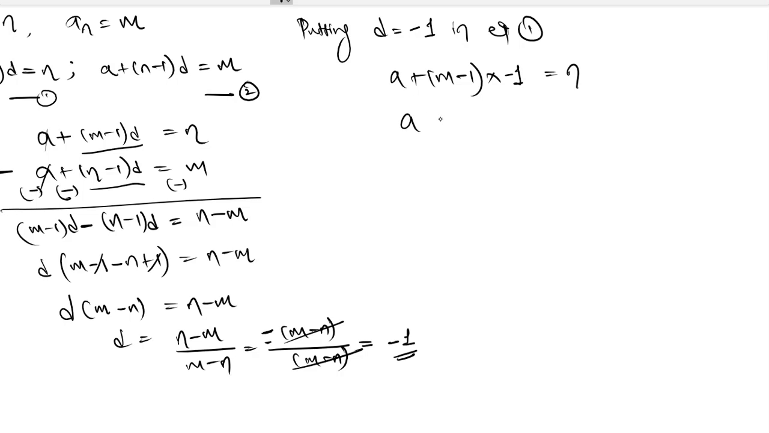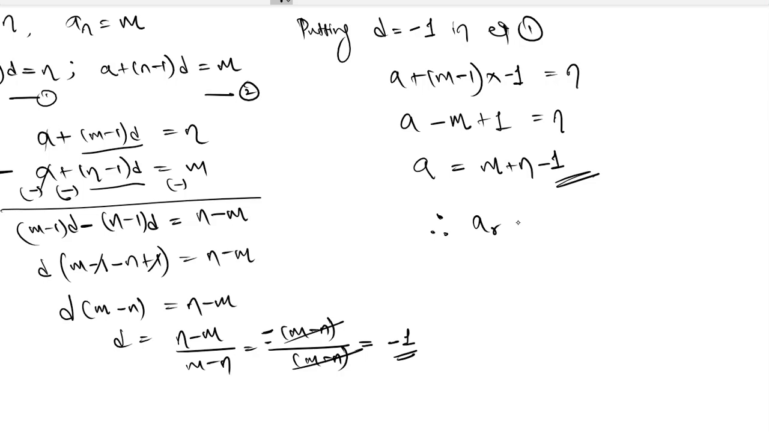So A, okay, minus 1 into m is minus m. Minus 1 into minus 1 is plus 1, is equal to n. So A, that is the first term, I will shift m to the other side: m plus n minus 1. Okay, so I got A. A is the first term. D is the common difference. Now what? Now I can find the rth term.